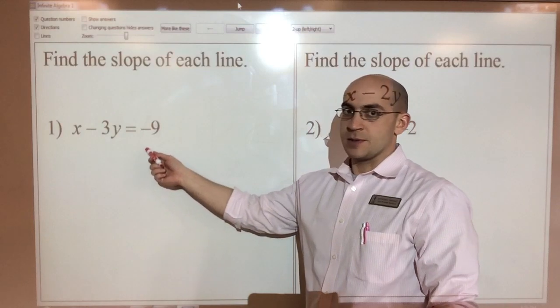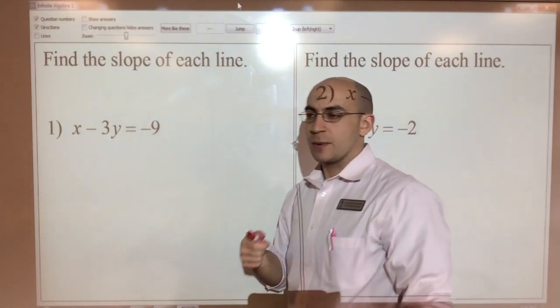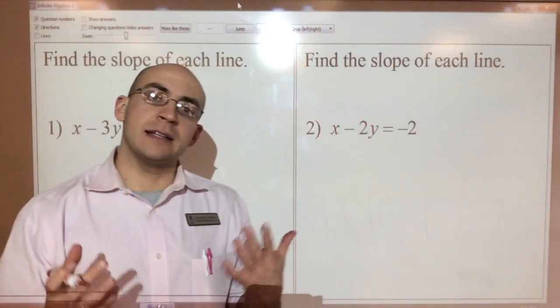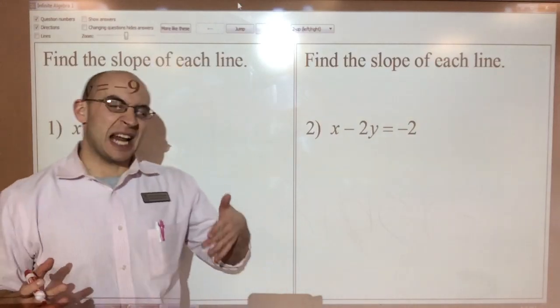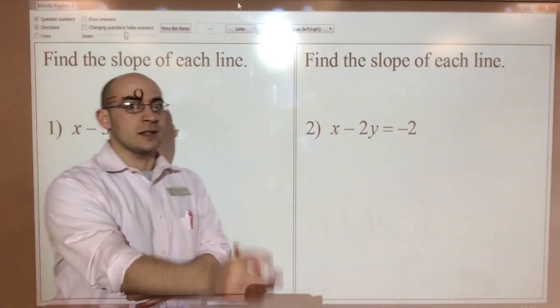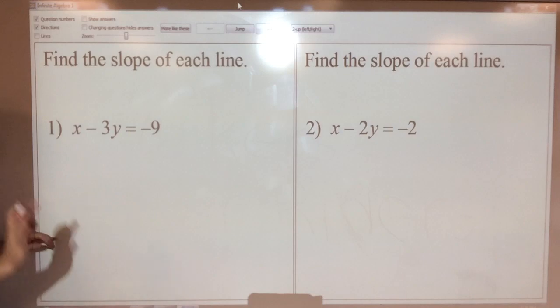This doesn't look like slope-intercept form. We need to make it look like slope-intercept form. So if you're not great at it, that's fine. But we need to get good at it pretty quickly. We're going to quiz on Friday. Okay, so make sure you're understanding of how to do this.